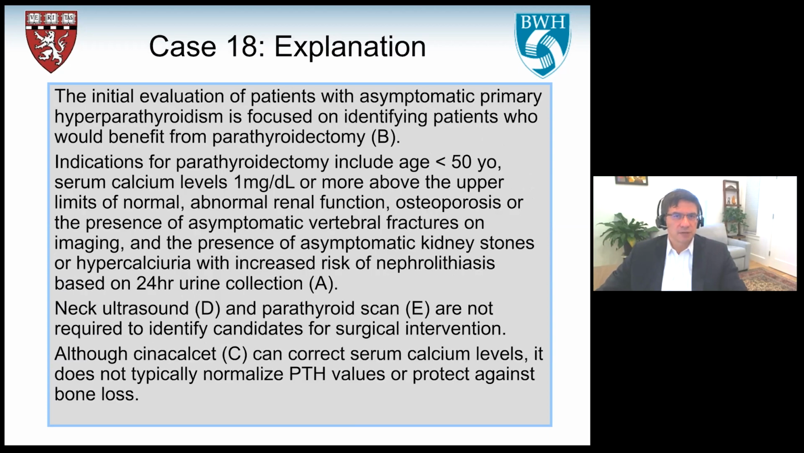So the initial evaluation of patients with asymptomatic primary hyperparathyroidism is focused on identifying patients who would benefit from parathyroidectomy. Indications for parathyroidectomy include age less than 50 years, serum calcium levels 1 milligram per deciliter or more above the upper limits of normal, abnormal renal function, osteoporosis or the presence of asymptomatic vertebral fractures on imaging, and the presence of kidney stones or hypercalciuria with increased risk of nephrolithiasis based on 24-hour urine collection, which makes option A the right answer.